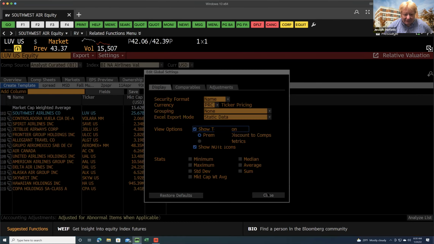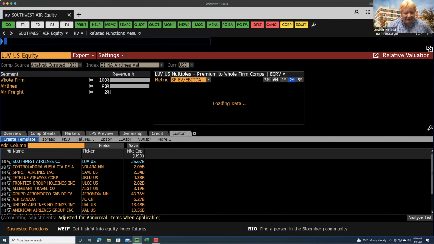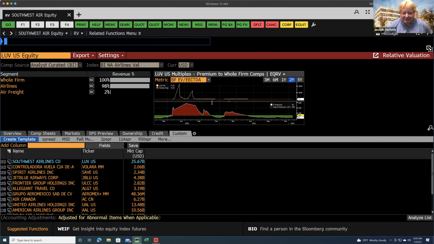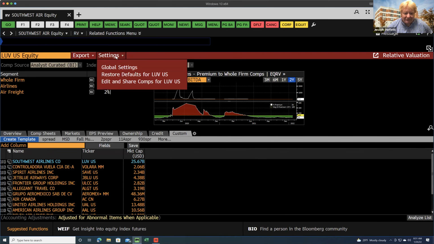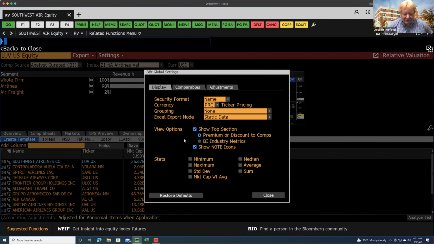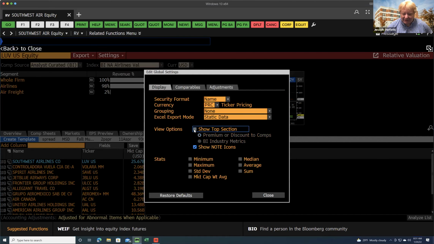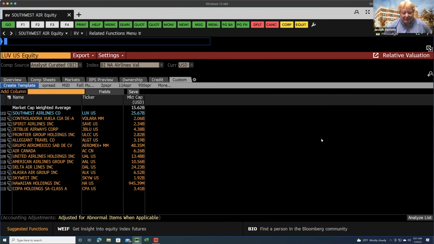actually sign up for an account, your data is going to look like this. They have this annoying top section, which I hate because it just takes up screen real estate and doesn't really give me a lot of information. And it doesn't have the industry average on it. So one of the things you're going to learn in your certification is you can come in here to your own settings, global settings. You can get rid of this top section by unchecking that. And then you can add in the market cap weighted average by checking that. And then when you close, the annoying top section will go away and the industry average will show up. That's going to be very important, as I said, to your individual assignment.